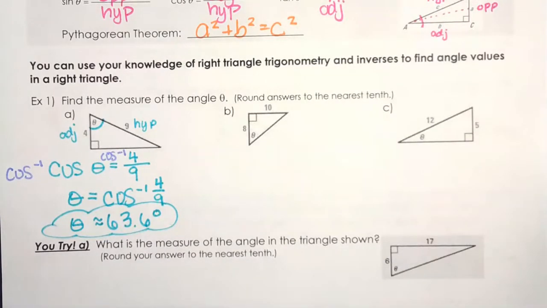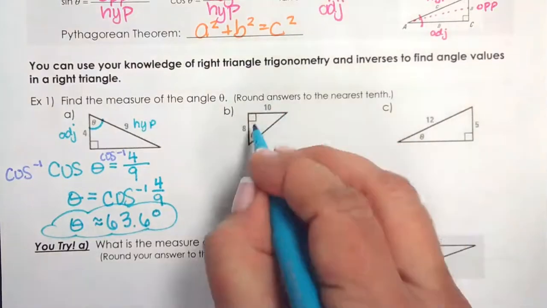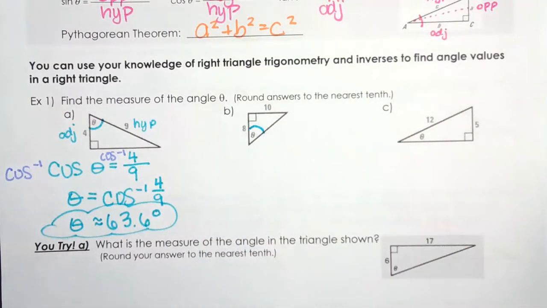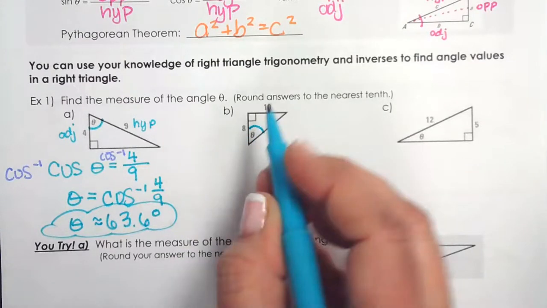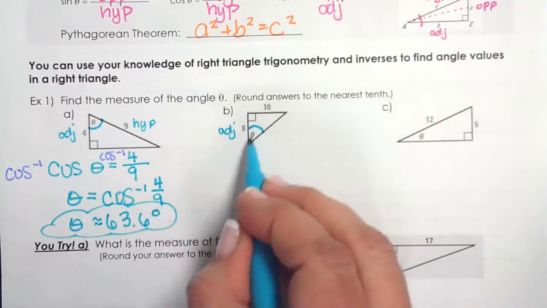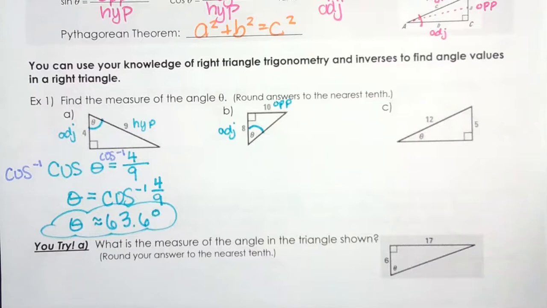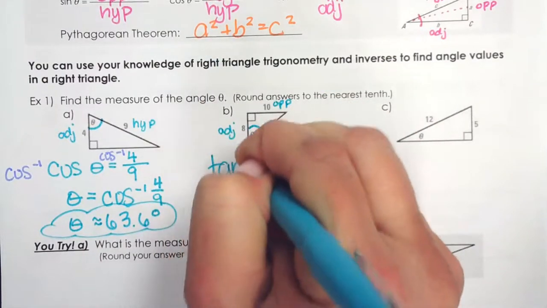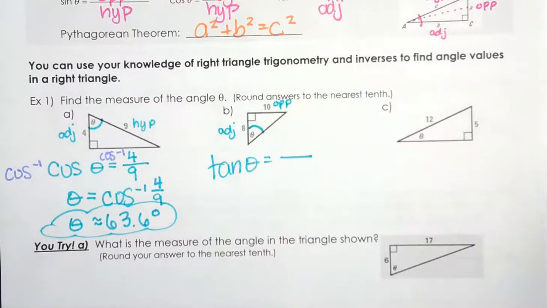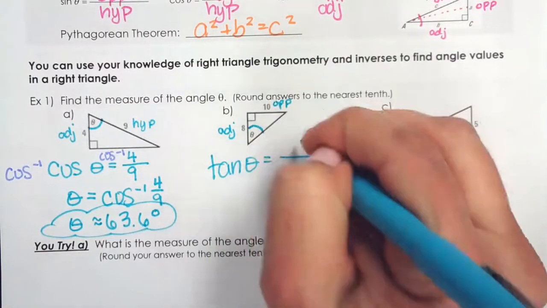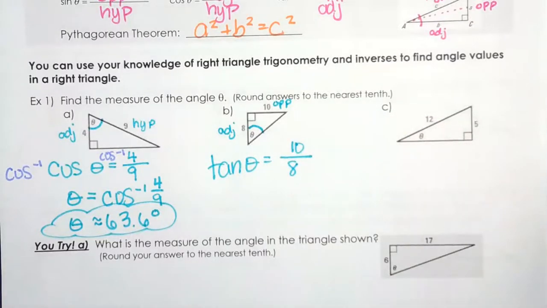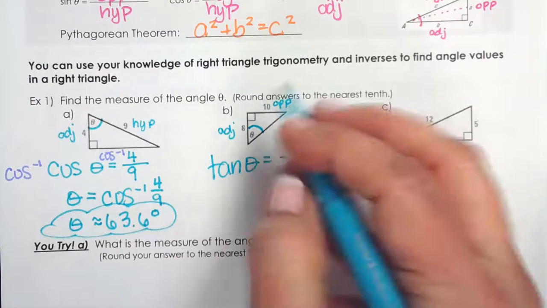Okay. Let's review the same thing in letter B. I look at this angle theta, and I think about what relationship 8 and 10 have to that angle: opposite, adjacent, hypotenuse. What would you call 8? The adjacent. What about 10? The opposite. What trig function deals with adjacent and opposite? Tangent. Now remember that the tangent is opposite over adjacent. So I'm going to put 10 over 8. And then essentially what I want to do is think about taking the inverse tangent of both sides.